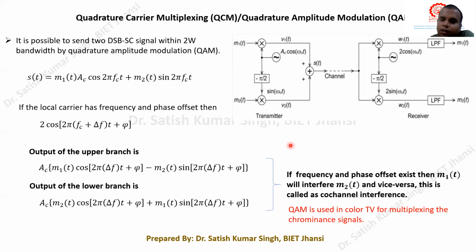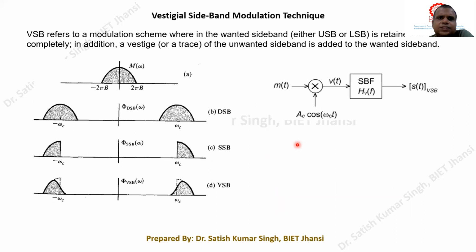Quadrature carrier multiplexing. Now, today we have to look at another modulation scheme, which is vestigial sideband modulation. So let's see what the vestigial sideband modulation technique is. As we have already seen in previous lectures, we have so far seen different modulation schemes. For example, first we discussed the conventional AM case, in which we sent the two sidebands along with the carrier.